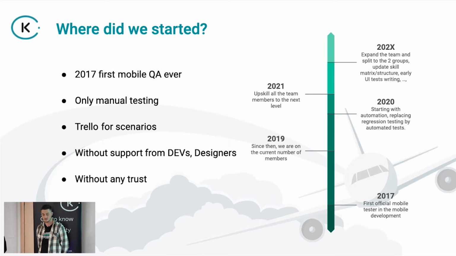The next year, in 2021, we invested a lot of time and resources into upskilling our QAs, and they succeeded and moved to a higher level. And in the future, we hope that we can split our division into 2 groups, and we can invest more in upskilling our team members.